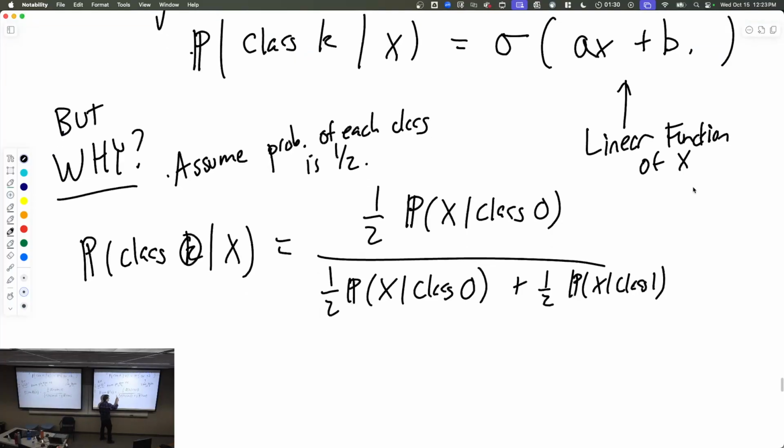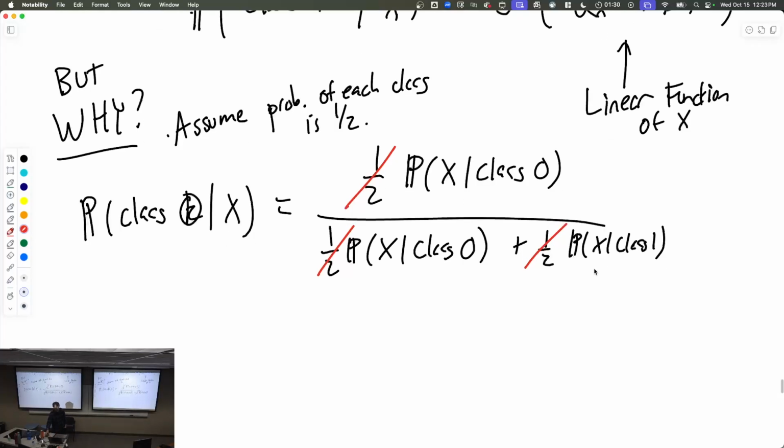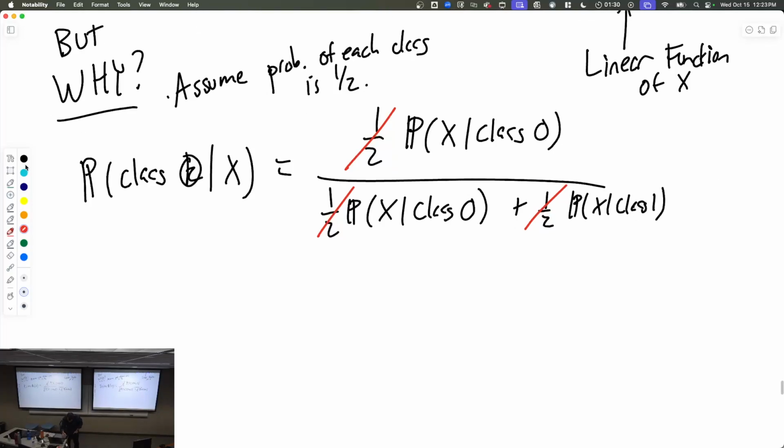And why is 50% so nice? Well, it should be 50% and 1 minus 50%. But in this case, 50% and 1 minus 50% are equal, so they all cancel out. This is why I made this nice choice. The 1/2 factors all cancel out, and so the Bayesian classifier says what's the probability of x for class 0, then divide it by the sum of the two probabilities. And in our case, each of these is a Gaussian formula.